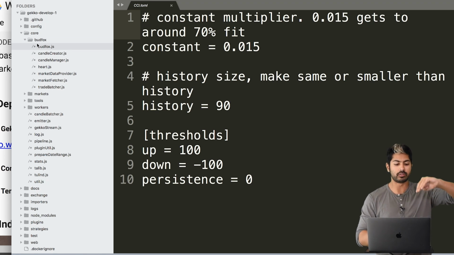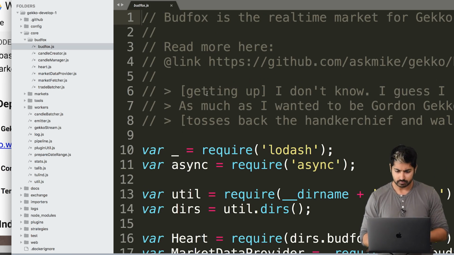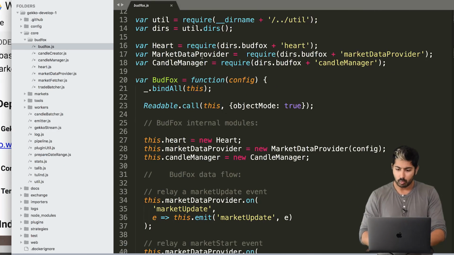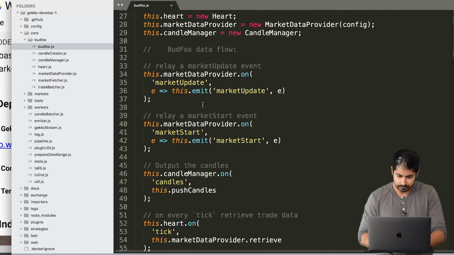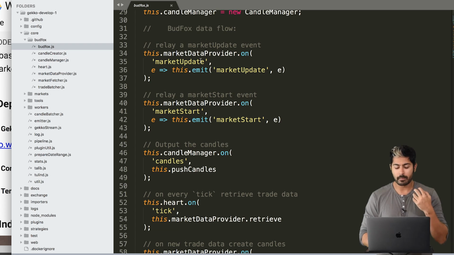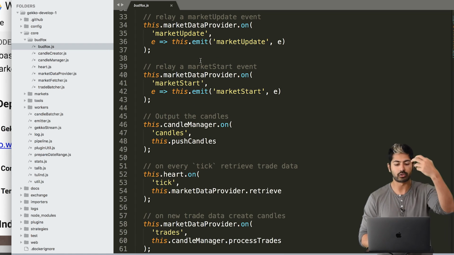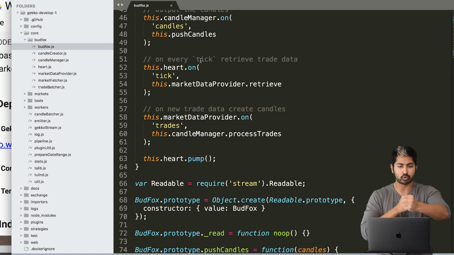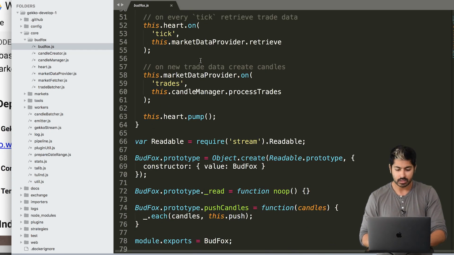So BudFox is the real-time market. Everything's written in JavaScript. But what it does is it lets the data flow from a market, and all of those parameters around that Bitcoin data, it's going to pull, it's going to format it, and then the Gecko stream will handle that later on.